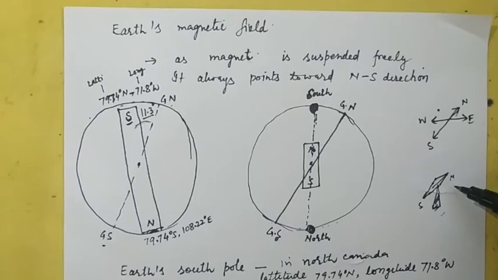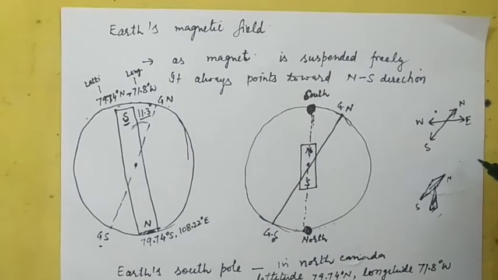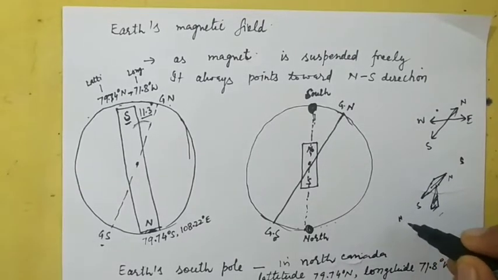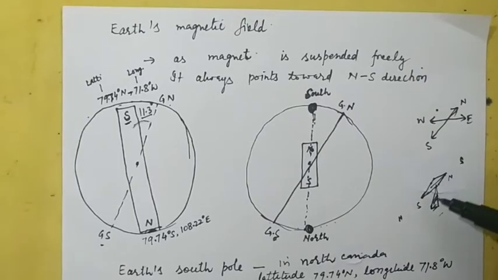This means that there must be a south pole at this end and a north pole at this end, which keep attracting them to make the magnetic needle align along this direction.